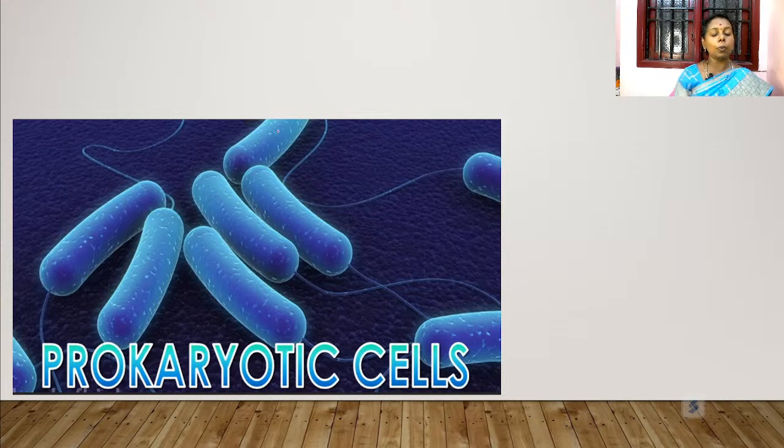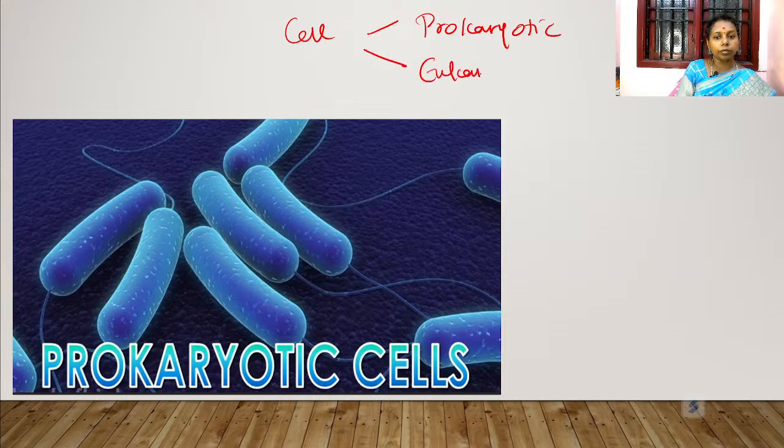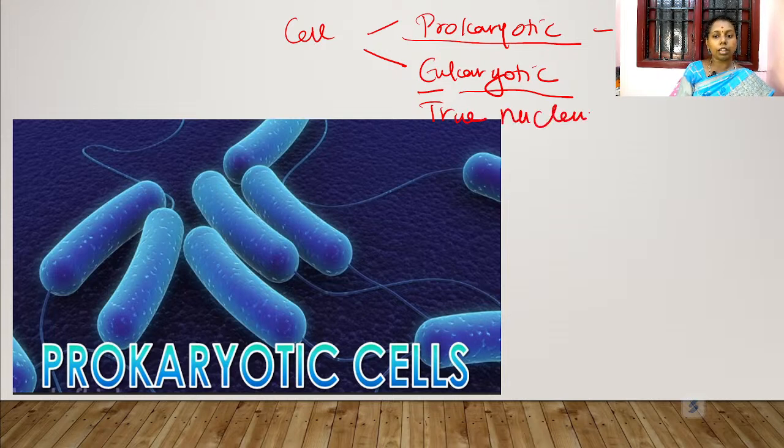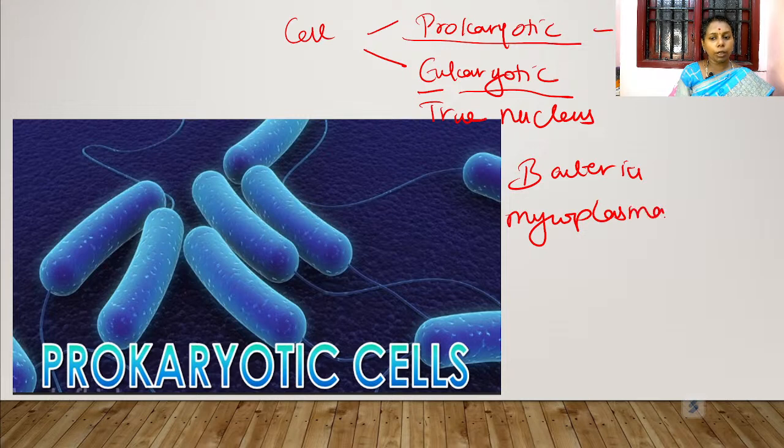So we are proceeding to the prokaryotic cell. As you know, cells are classified into two criteria. One is prokaryotic, another one is eukaryotic. Prokaryotic means primitive, so they have a primitive nucleus. Eukaryotic means they have a true nucleus. This is the criteria we are classifying. Now for prokaryotic, of course, bacteria and mycoplasma will come. All these are prokaryotic organisms.